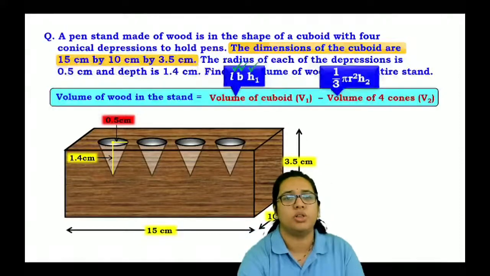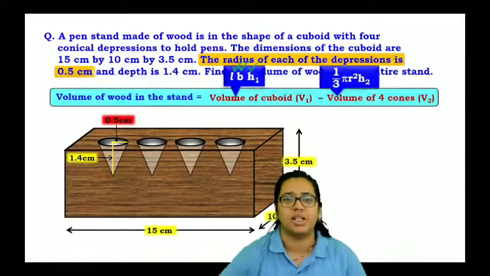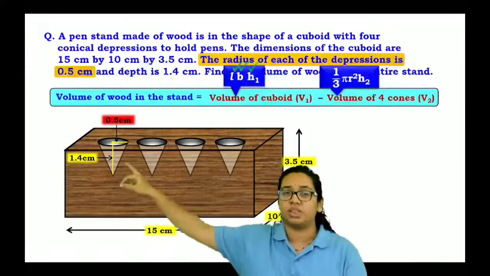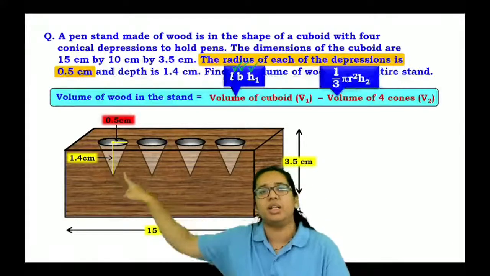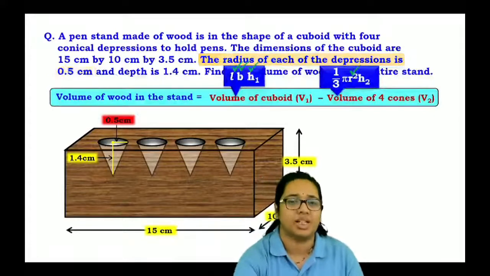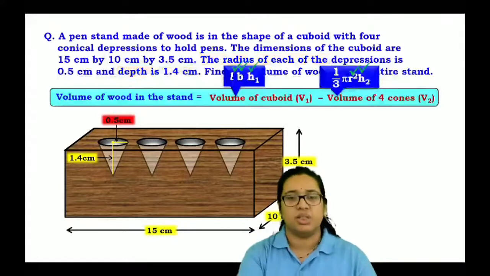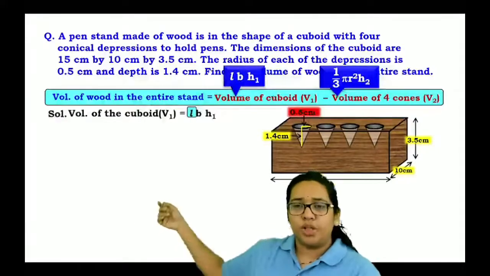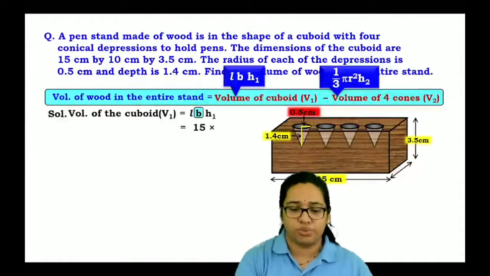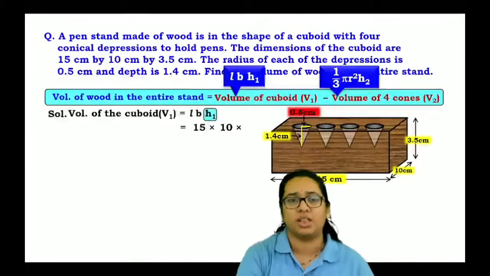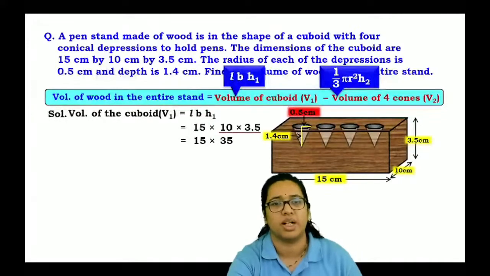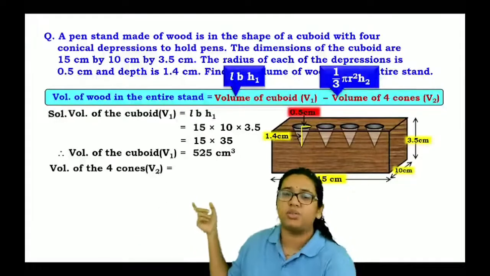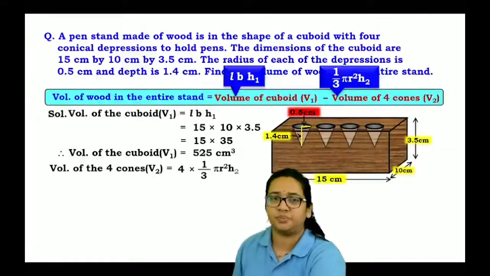So for the volume of the cuboid, you already know the values of L, B, H. For the volume of the cones, you know the value of R and the value of H. So we can easily start using the formulas. Volume of the cuboid is nothing but LBH. So 15 into 10 into 3.5, that is 15 into 35. So the answer will be 525 cubic centimeter.